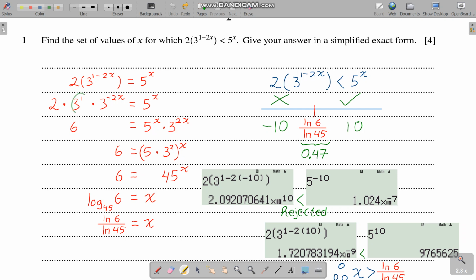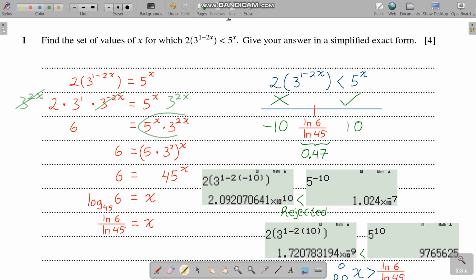So we have 3 to the power of 1 times 3 to the power of minus 2x. 2 times 3 is 6, and we can move this to the right. So basically we multiply both sides by 3 to the 2x. We do this on both sides because 3 to the power of 2x and 3 to the power of minus 2x cancel out. Because we add the powers, we get 3 to the power of 0, which is 1.